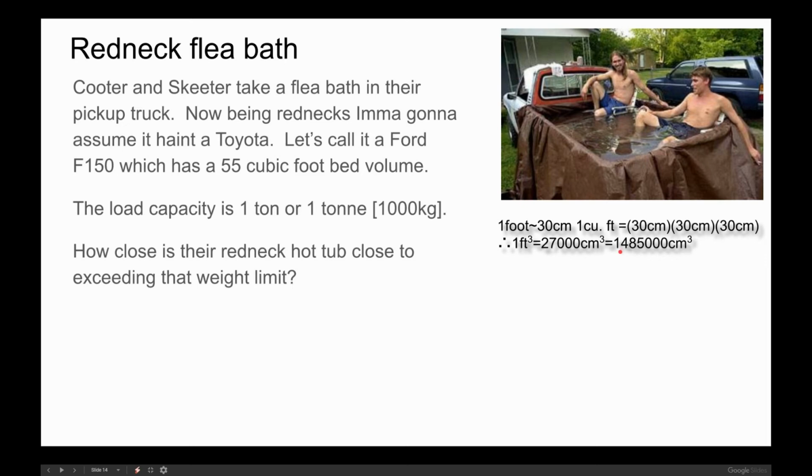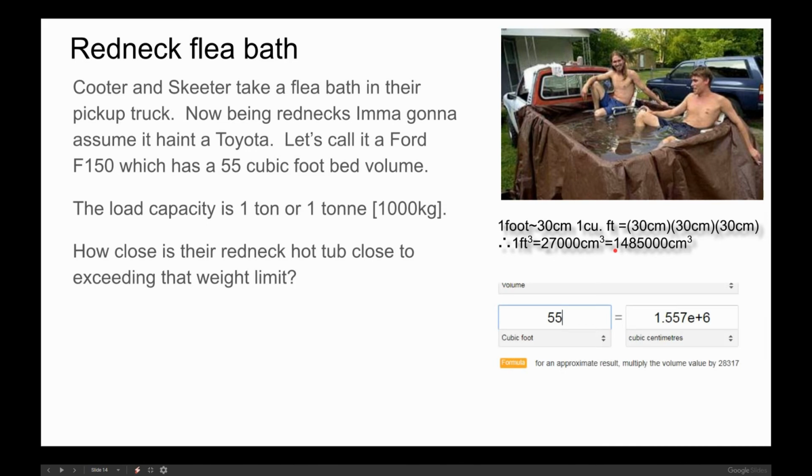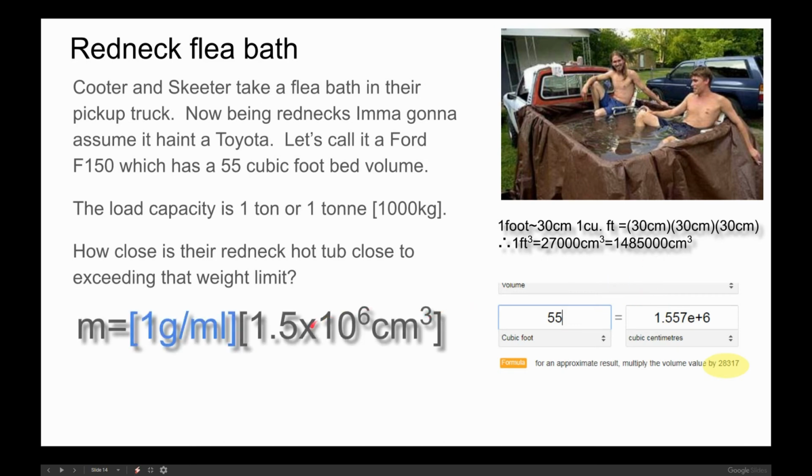Now, if you don't feel like doing the calculations by hand, you can just go on Google and type cubic foot to cubic centimeters, and I put in 55, and they gave me 1.55 million. You notice right down here, it said you can approximate it by multiplying by 28,317. So my approximation here was dang good. So anyway, I'm just going to split the difference, and I'm just going to say that the pickup truck has about 1.5 million cubic centimeters in there.